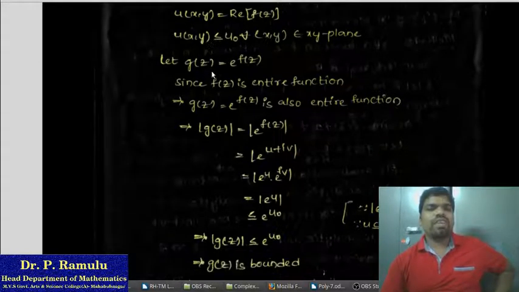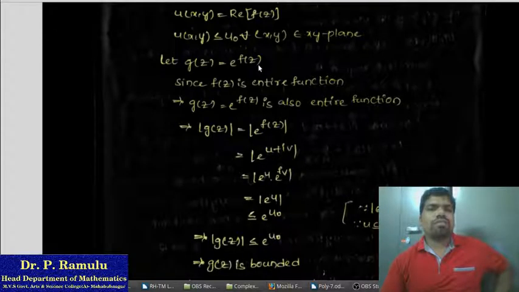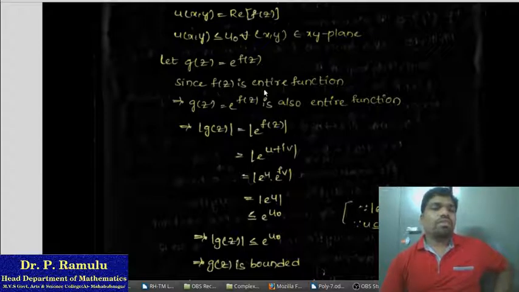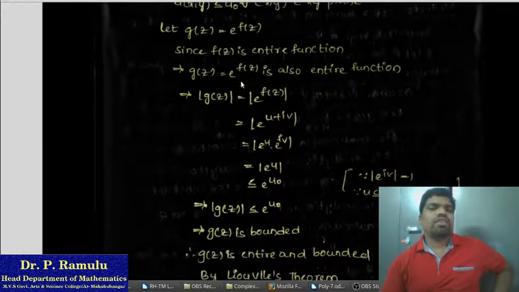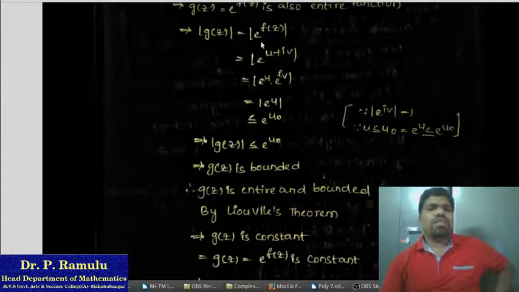Let me consider g of z equal to e power f of z. Why? Because I want to prove this problem, that is why I am considering g of z equal to e power f of z. Since f of z is an entire function, g of z is also an entire function, because e power f of z is also entire. Applying the modulus on both sides, e power f of z can be written as e power u plus i v, which is e power u into e power i v, and the modulus of e power i v equals 1.